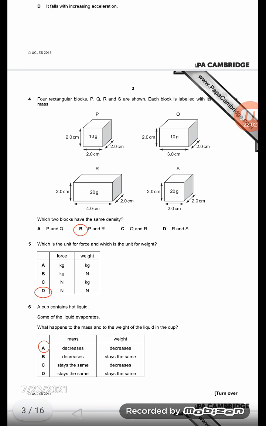Okay, again, rectangular blocks P, Q, R, and S are shown. Each block is labeled with its mass. Okay, which two blocks have the same density? Density is equal to mass by volume. So which ones will have the same density? Find it out.